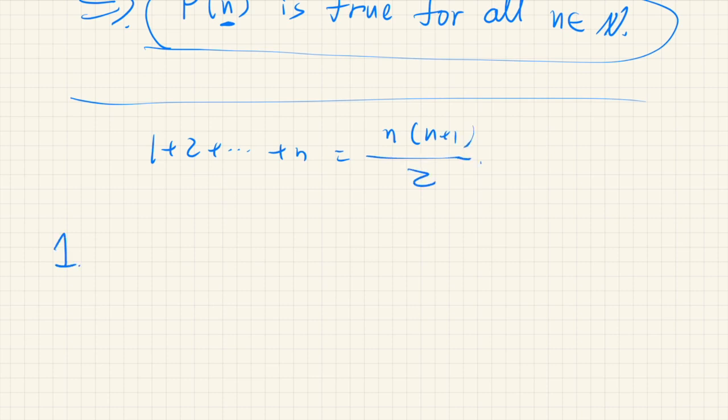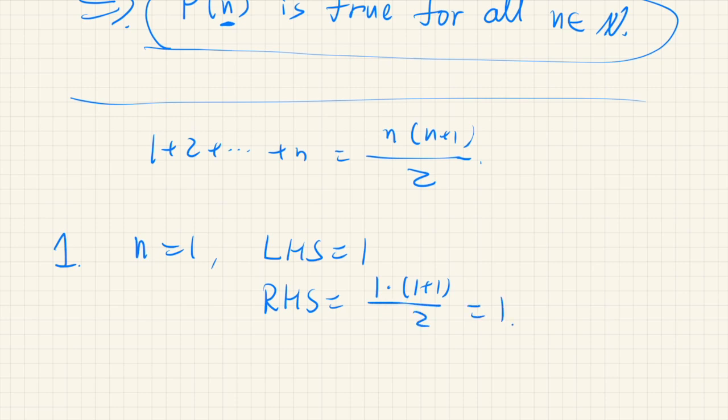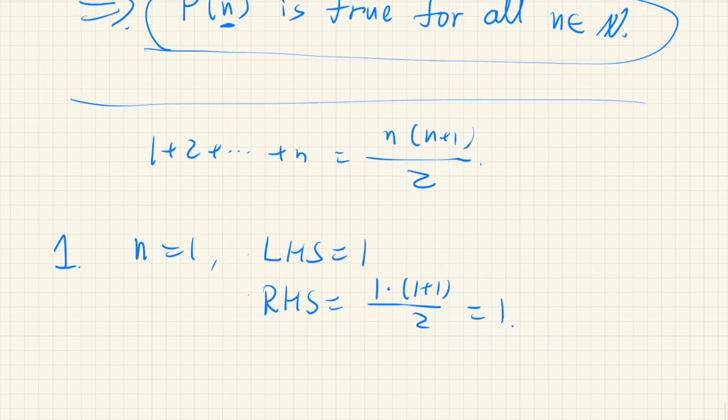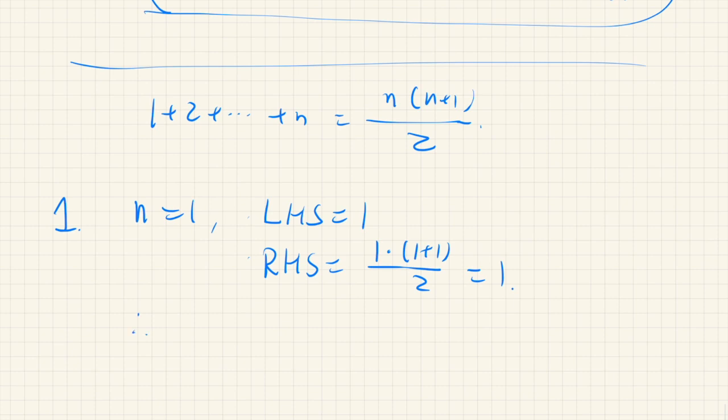First we prove that when n is equal to 1, the left-hand side is equal to 1, obviously, and the right-hand side is equal to 1 times 1 plus 1 divided by 2, which is equal to 1. So the left-hand side is equal to the right-hand side. Therefore, the formula is true.